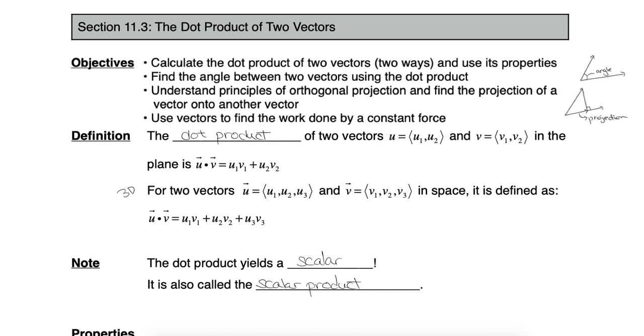So what we'll learn is to calculate the dot product. There's two ways of doing that, which is one of the reasons why it's so useful. We can find it in one way and use the other. Both ways are useful for different things. We're going to learn about its properties. It will allow us to find the angle between two vectors and also understand the notion of an orthogonal projection.